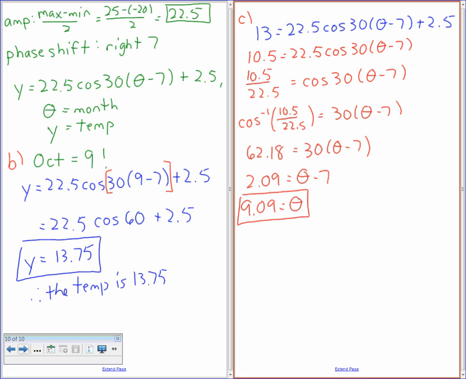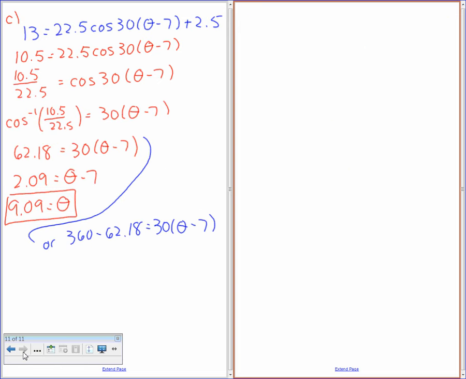Excellent. So we're going to say or, and I'm going to put this down here to save room: or 360 minus 62.18 equals 30 theta minus 7. I'm going to go to the next board here. What's 360 minus 62.18? That's 297.82. Next step, Robin's going to do it. So that should be 16.92 equals theta.